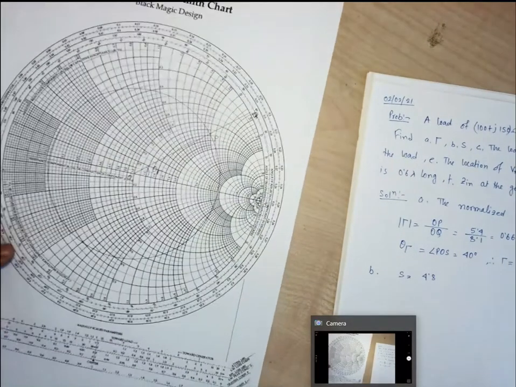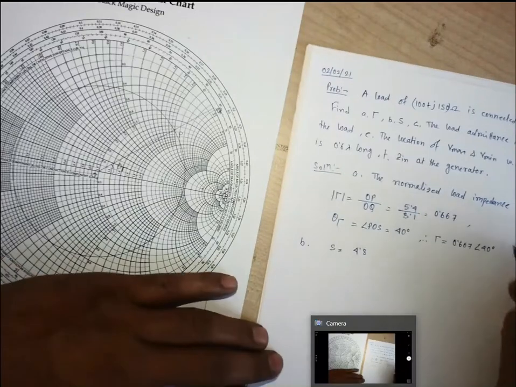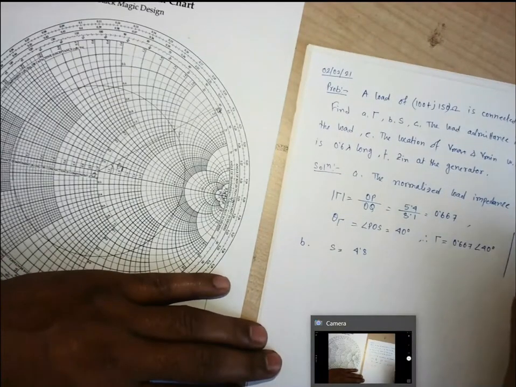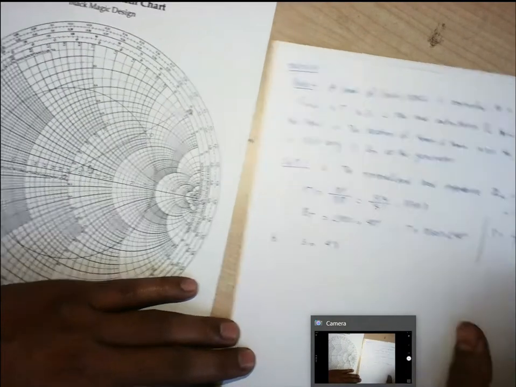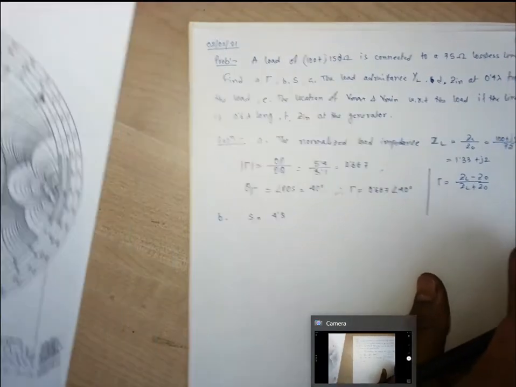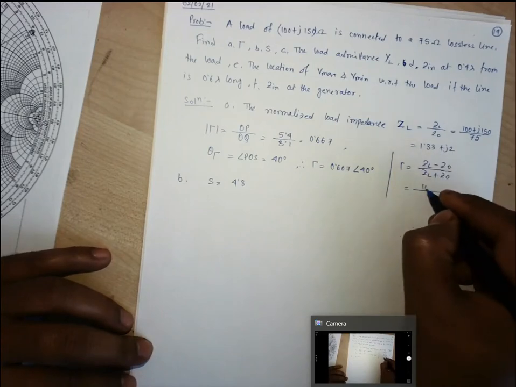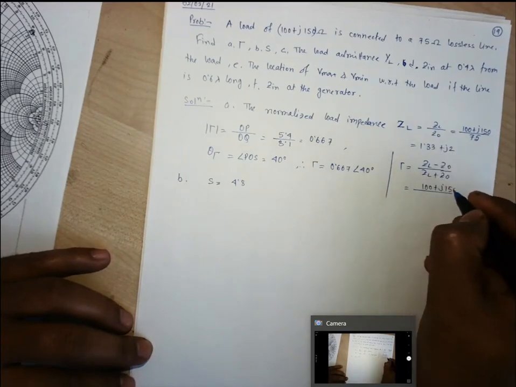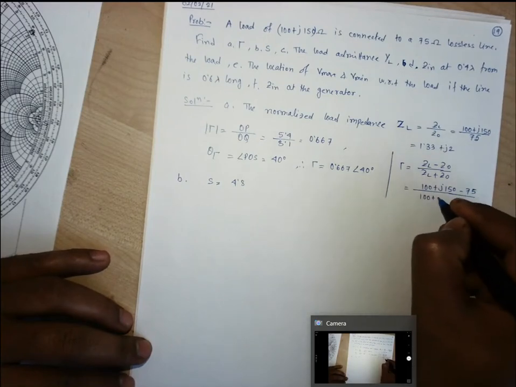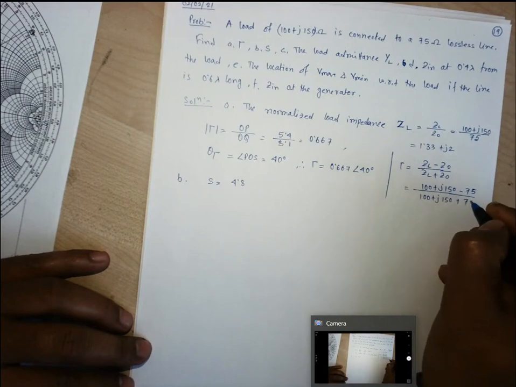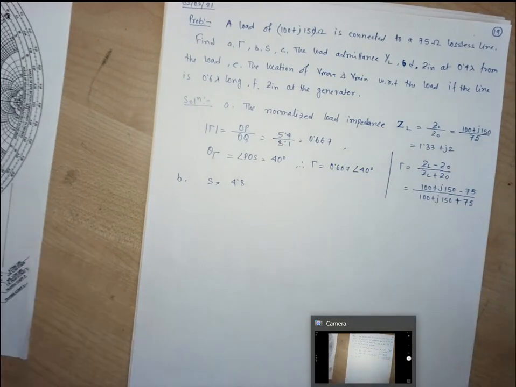So let us check numerically also. If we go with this numerical expression for this gamma, gamma is ZL minus Z0 by ZL plus Z0. We can go with our numerical expression. So we are having 100 plus J150 minus 75, 100 plus J150 plus 75. Okay. So we need to find out this value.